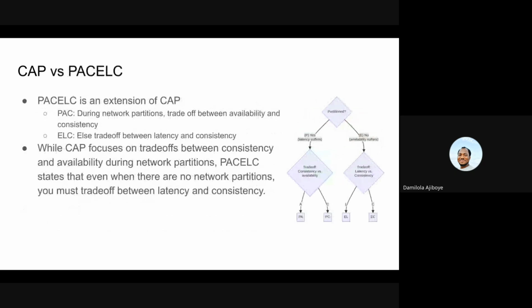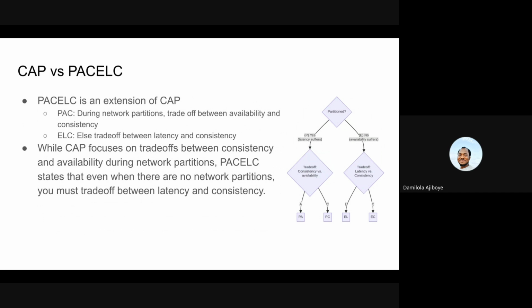So another kind of trade-off is PACELC. It's an extension of CAP, and what it's saying is that when there are network partitions, CAP covers that scenario. So if you look at the diagram on the left, when there are network partitions, the trade-off is between consistency and availability.